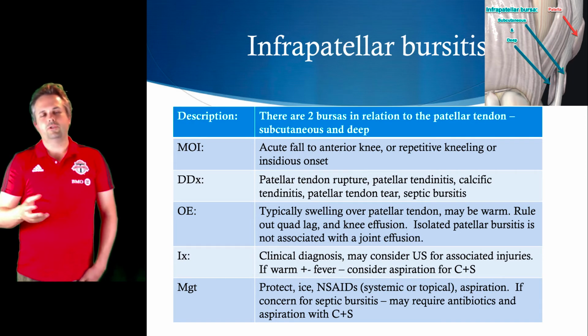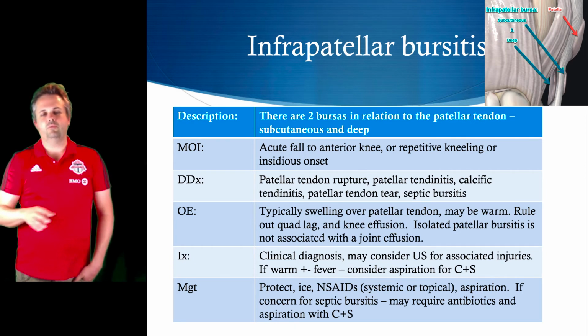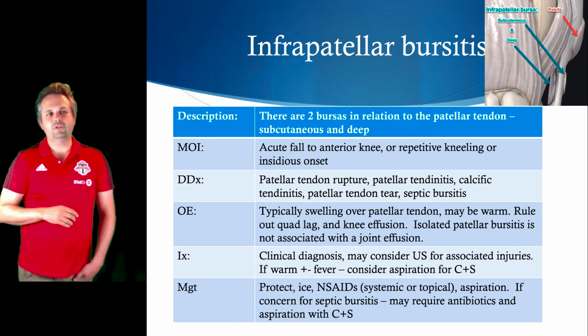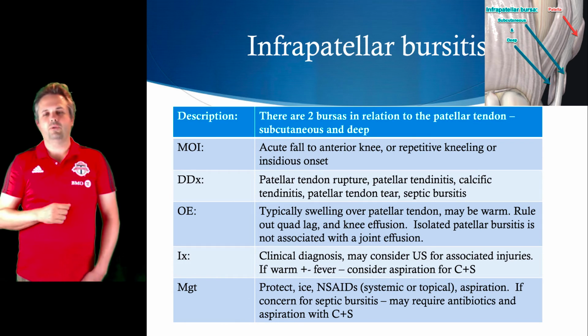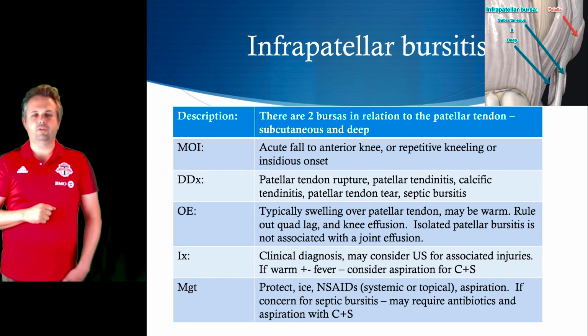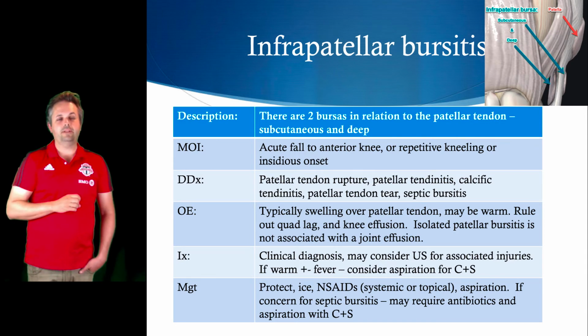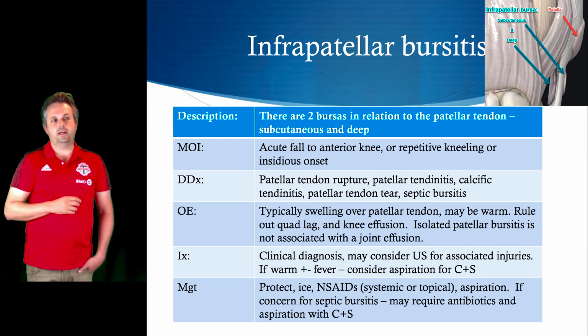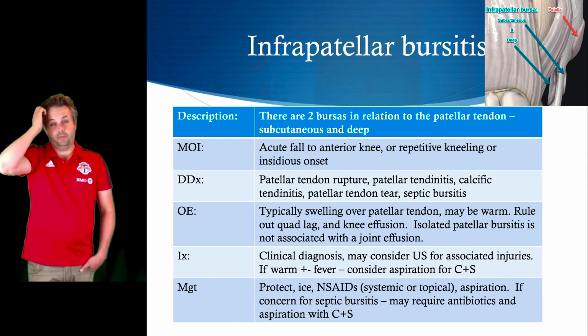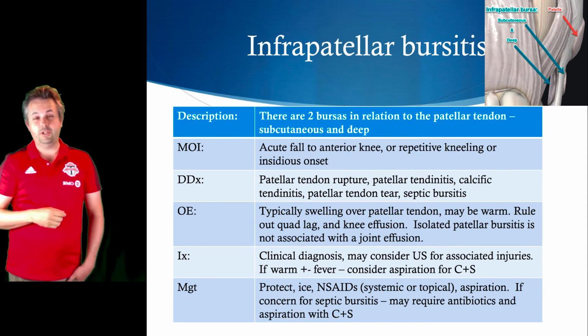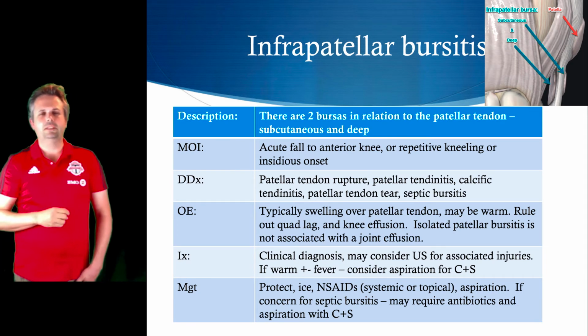That's why you also want to check to make sure there's no warmth difference between one side versus the other. If there's a concern for septic bursitis, this is something where you want to consider doing an aspiration for culture and sensitivity. The other thing with septic bursitis is that this can happen in athletes. It'll also not uncommonly occur in patients that have to do a lot of kneeling on job sites and have an inoculation site from a splinter or a sliver.